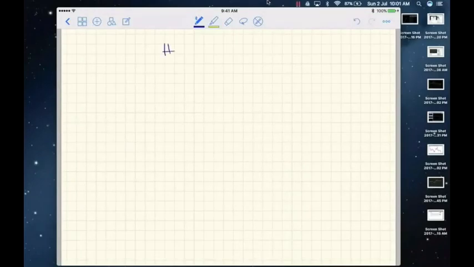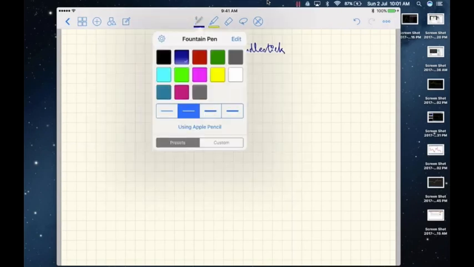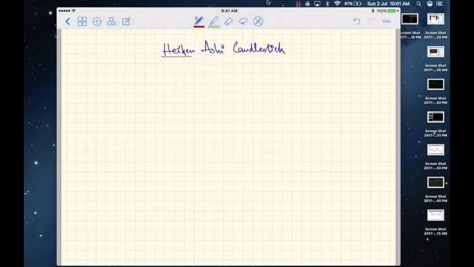Heikin Ashi candlestick patterns. The word Heikin means average in Japanese, and the word Ashi means pace.